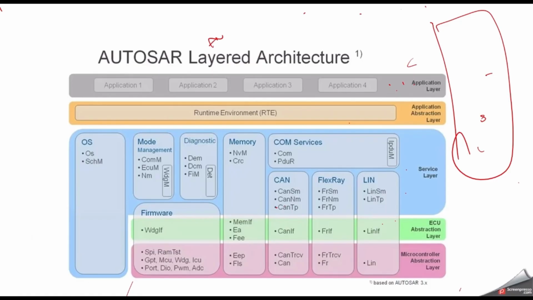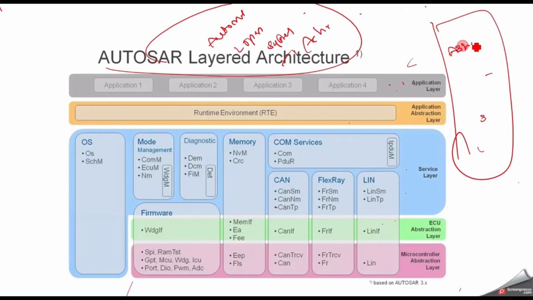AUTOSAR is an Automotive Open System Architecture. This is AUTOSAR. It mainly has three layers. One is the application software layer, the second one is the runtime environment, and the third one is the base software.